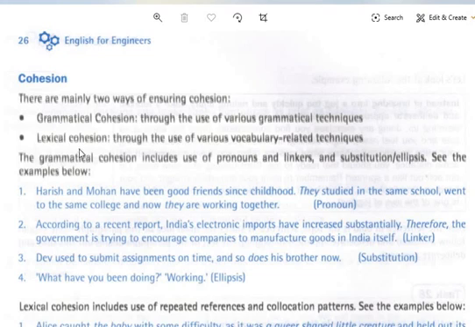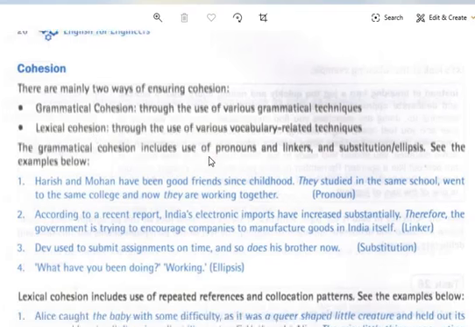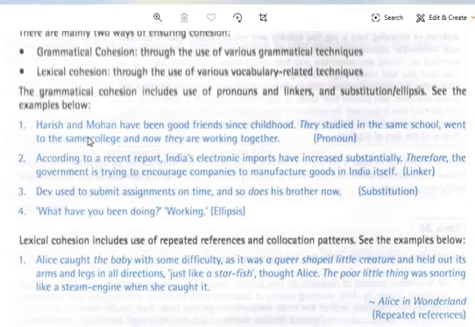Lexical is nothing but words, usage of words. Coming to grammatical devices, we can use pronouns. Suppose here, for example, Harish and Mohan have been good friends since childhood. Instead of Harish and Mohan, I wrote here "they". So this is a device. This is nothing but a pronoun: usage of pronouns instead of nouns. That is one of the cohesive devices.